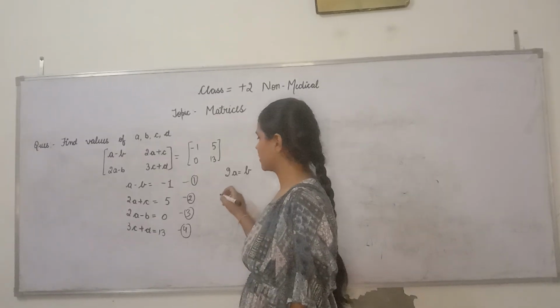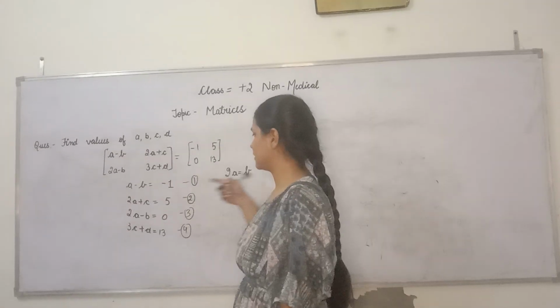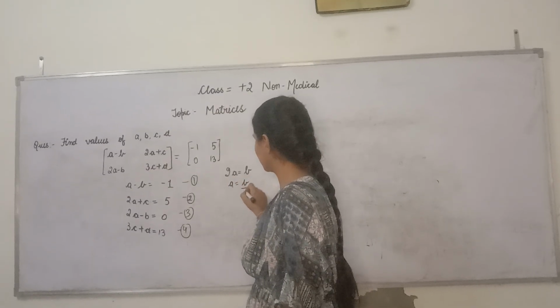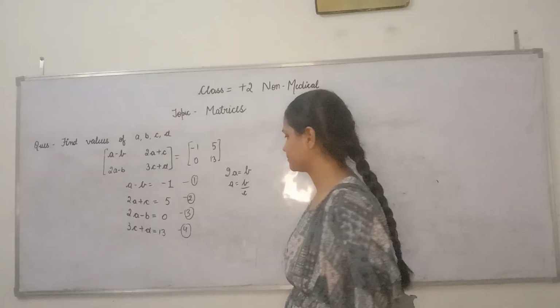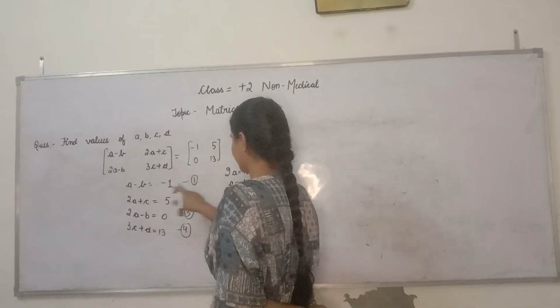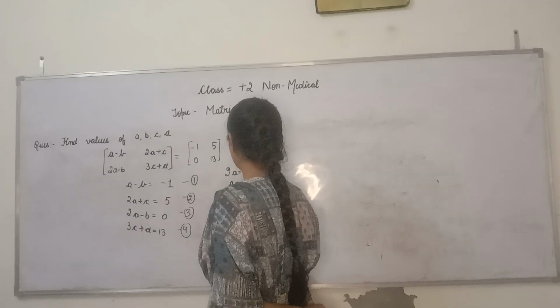Put this value in equation first. I am putting this value of 2A. Value of A should be B upon 2. Put this value in equation number 1, that A should be equal to B upon 2.